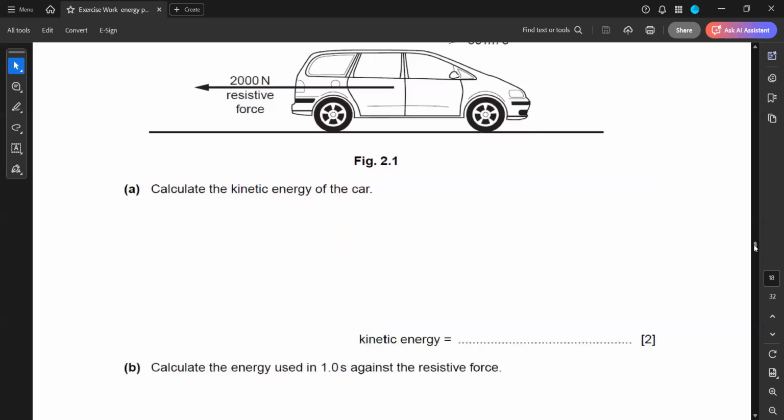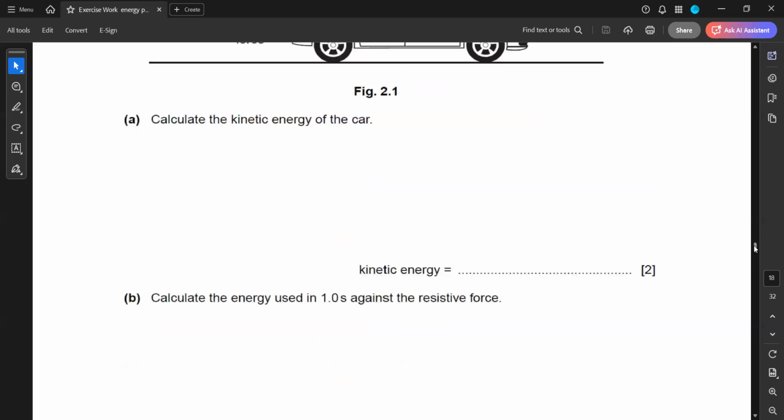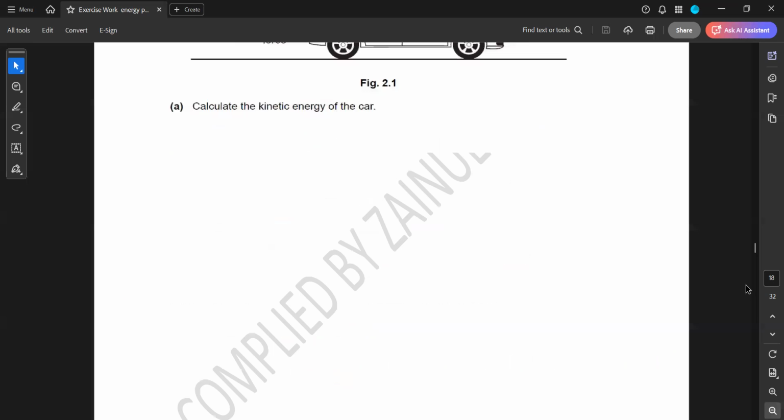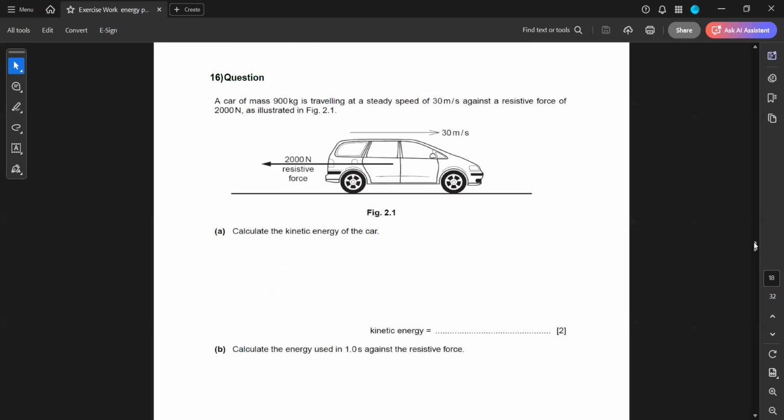The next part: calculate the energy used in 1 second against the resistive force. So how can we work out how much energy it used against the resistive force? The car is moving at a steady speed, or a constant speed, so we need the work done against the resistive force. Work done is the product of force multiplied by distance. Power is work divided by time. Yes, you can use that as well.